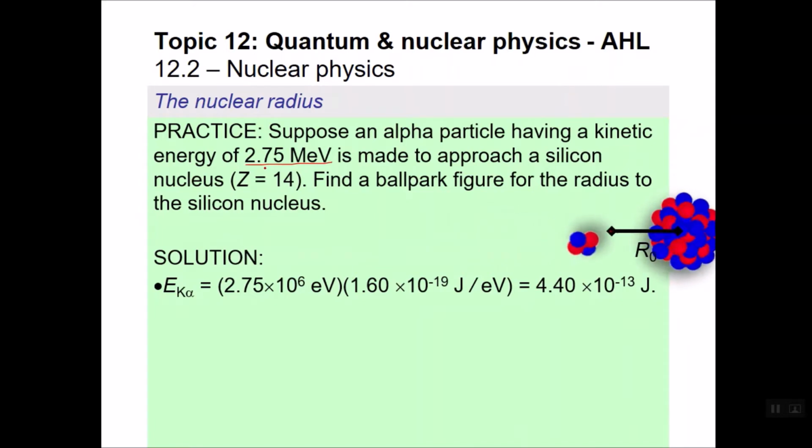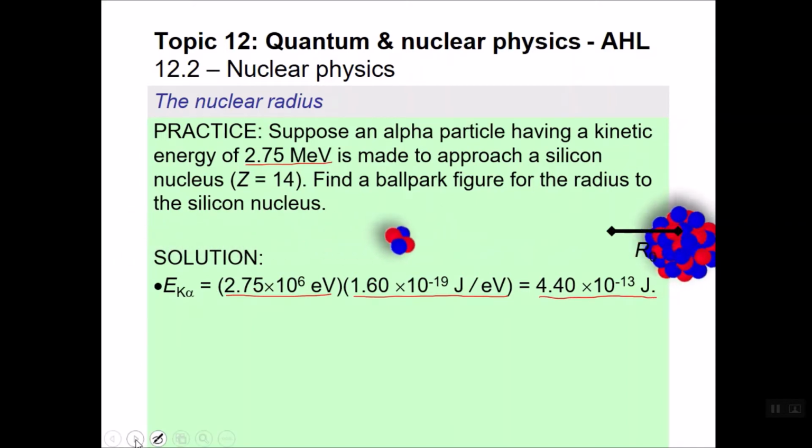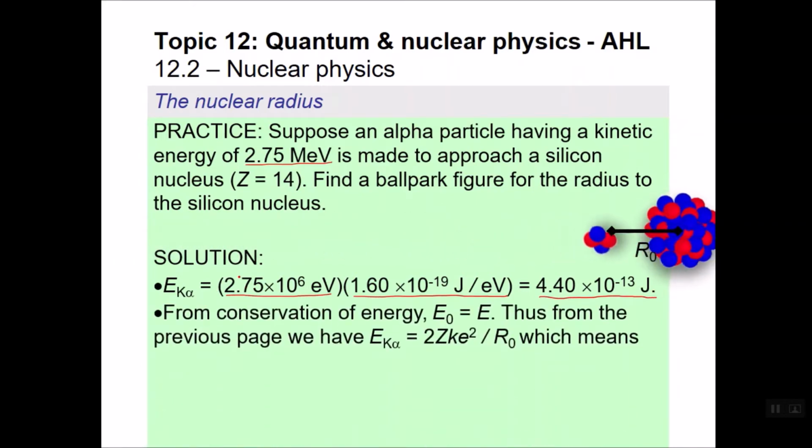And so the potential energy is equal to 2.75 mega electron volts. We need to change those electron volts into joules. So we multiply by our conversion factor, and we end up with 4.4 times 10 to the minus 13th joules. So that's the energy that's going on here.